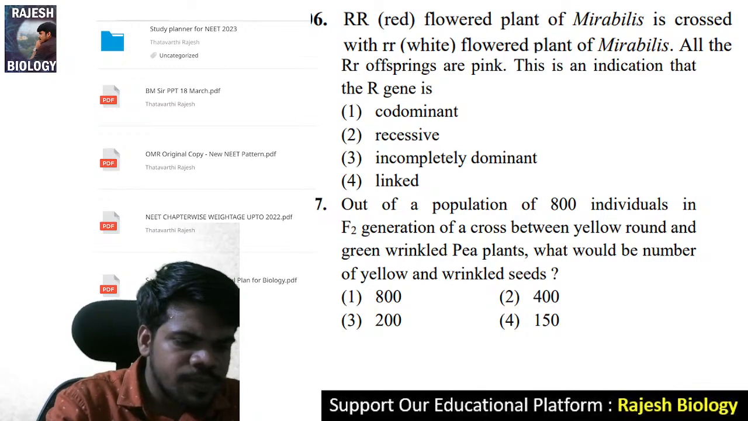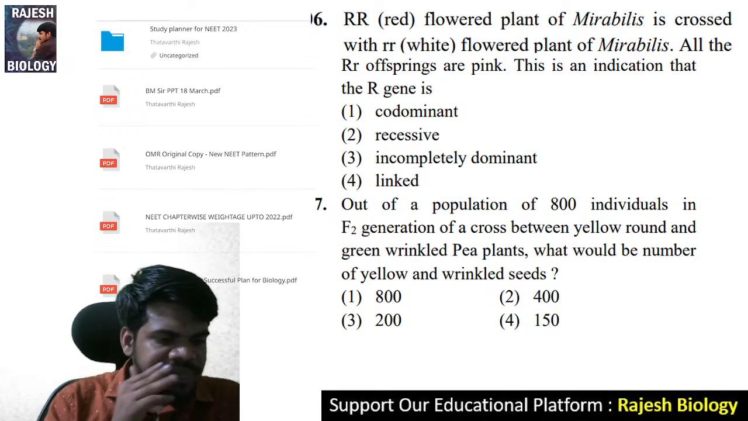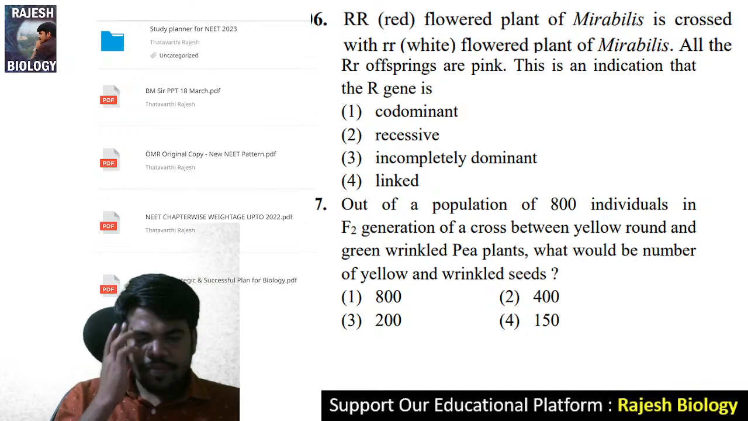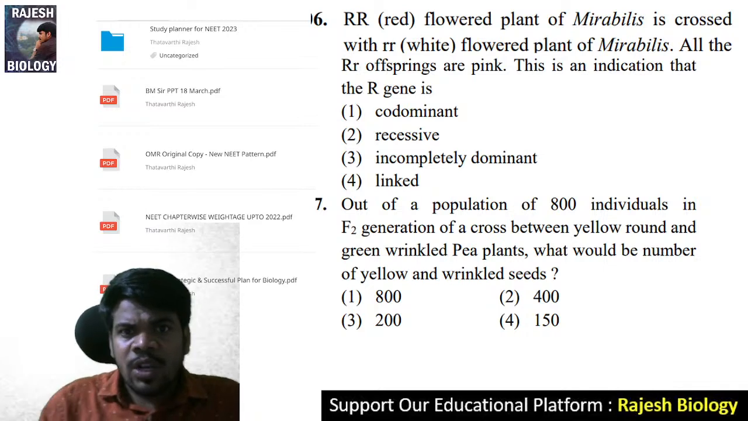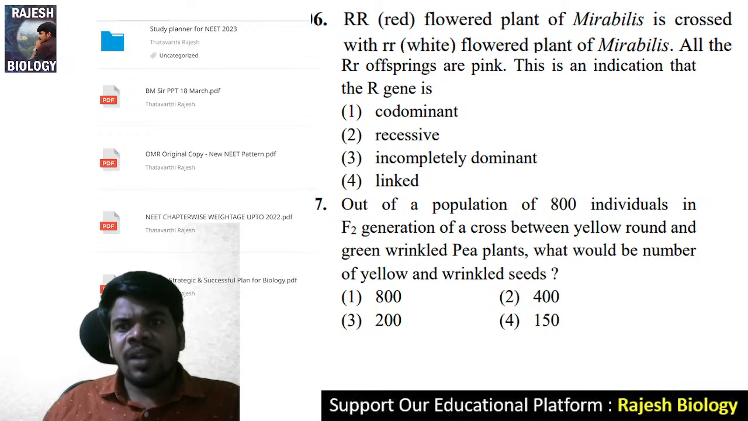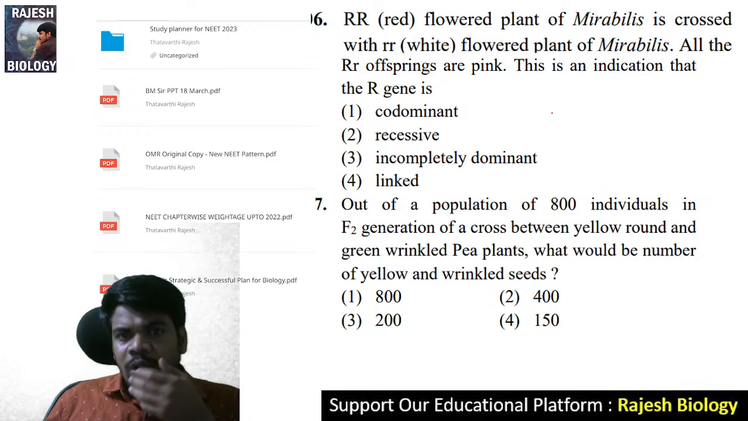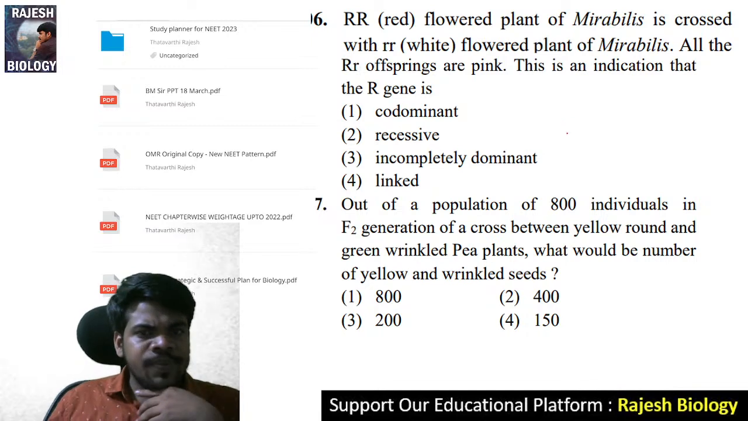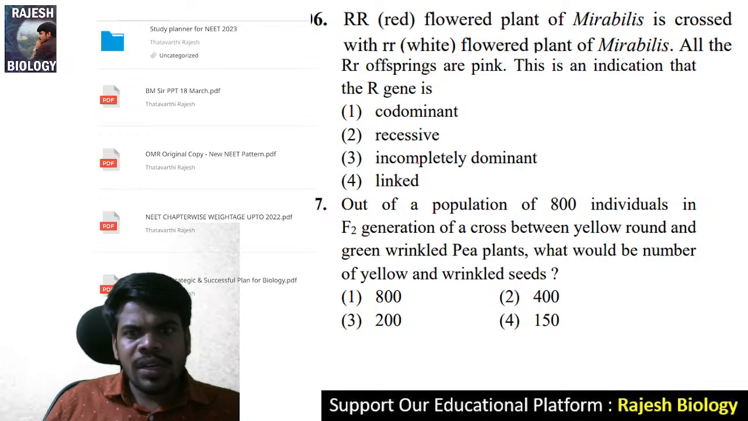Next, sixth question. A red flowered plant of Mirabilis is crossed with a white flowered plant of Mirabilis. All the Rr, that means the heterozygous offspring, are pink. This is an indication that the capital R gene is. It is a very easy question. 6-3, very good Chinnu, right? It is incompletely dominant. Very good Gnaneshwari.